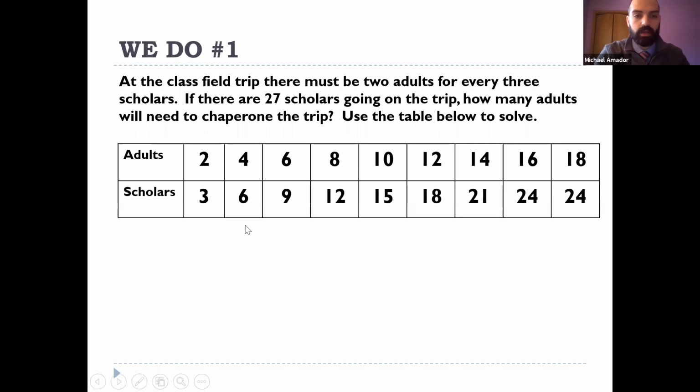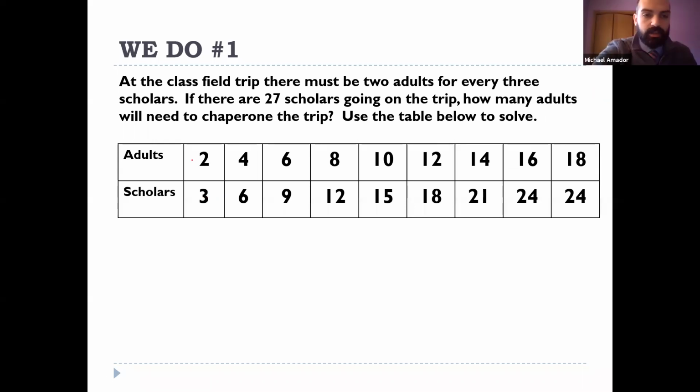Skip counting all the way up. Let's see, I'm going to pick one of the entries in this table here. Let's go to Katie. Okay, so Katie, we skip counted from 3 all the way up to 27.